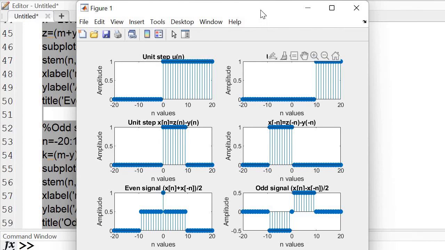Everything is in one window by the help of the subplot command. This is our input, basically a signal. Then after that, flip that part. Then in the case of even, x of n plus x of minus n divided by 2. Then after that, for odd, x of n minus x of minus n divided by 2. Even means symmetry and odd means anti-symmetry.